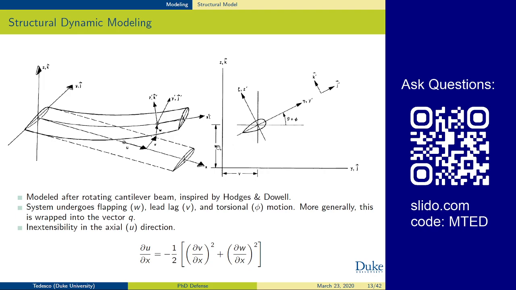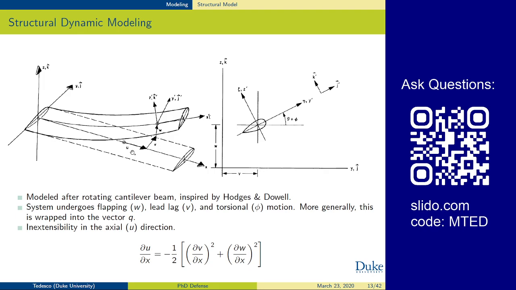For us, our system is going to undergo three primary types of motion. We're going to have flapping motion, which is this kind of motion here. We're going to undergo lead lag motion, which is this kind of motion in plane. And then finally, torsional motion, which, as you can see from the cross-sectional view here, is going to be the twisting of the blade. More generally, because these are all different dynamic values, we're going to wrap this into one vector Q, and this vector Q will usually contain all these different types of motion.